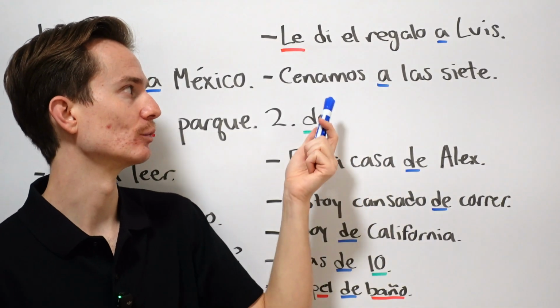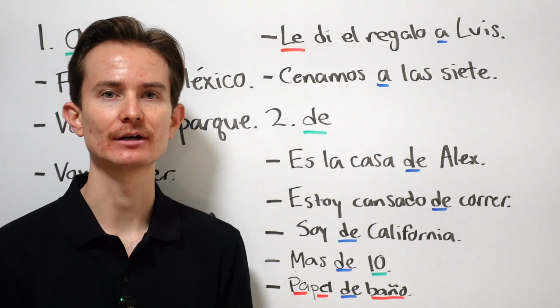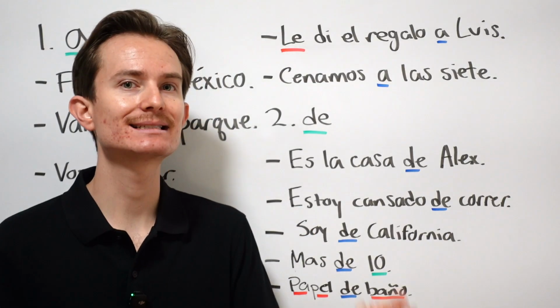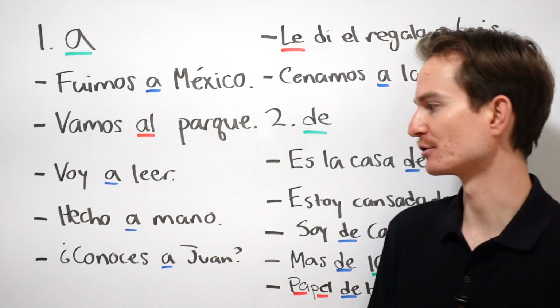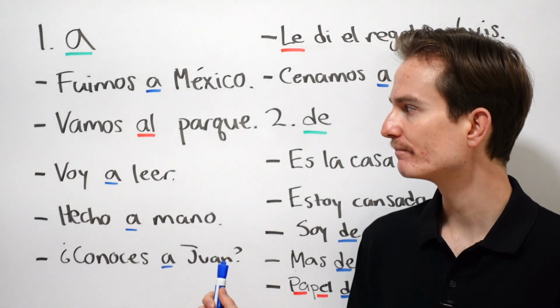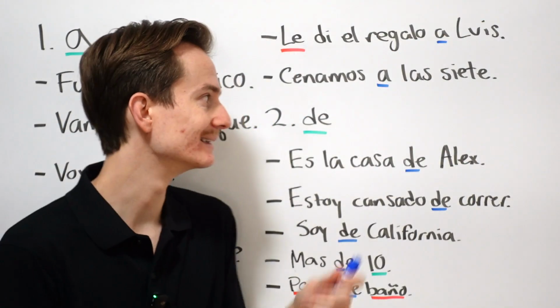Cenamos a las 7. So we eat dinner at 7. Okay, a. So the word a can mean to, can mean at, and in some situations it doesn't have that perfect translation, like in this case, hecho a mano, made by hand. Okay? Excellent. Now let's take a look at de, all right?